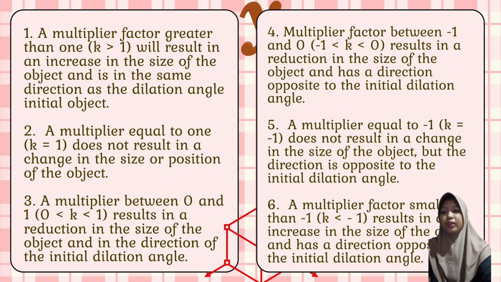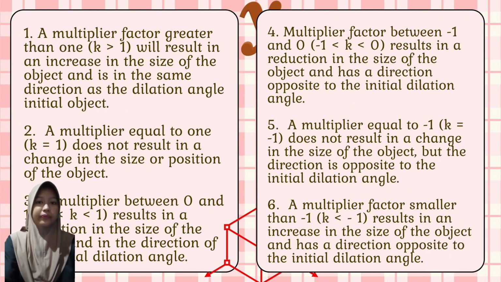Number 2, a multiplier equal to 1, or k equal to 1, does not result in a change in the size or position of the object. Number 3, a multiplier between 0 and 1, or 0 is smaller than k and k is smaller than 1, results in a reduction in the size of the object and in the direction of the initial object.